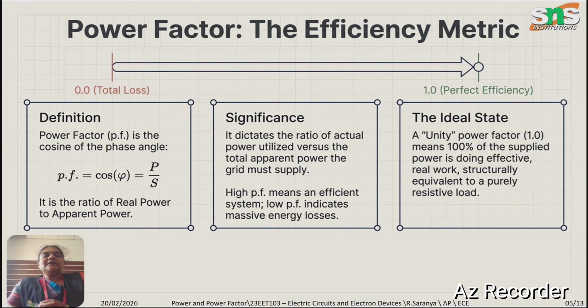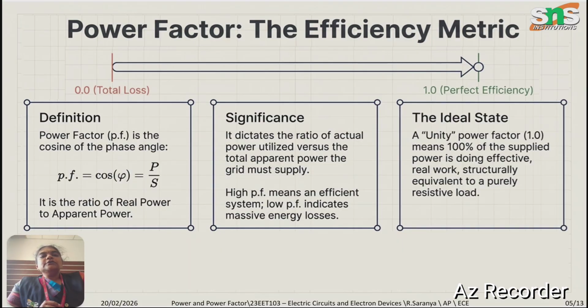So how does the power factor come into the role of an efficiency metric? The power factor of a particular circuit can be measured as the ratio of the real power to the apparent power. So the power factor is equal to cos phi, which is nothing but the ratio of the real power to the apparent power. We already discussed that the real power is the actual amount of work done, whereas apparent power is the amount of power which is being supplied to the circuit.